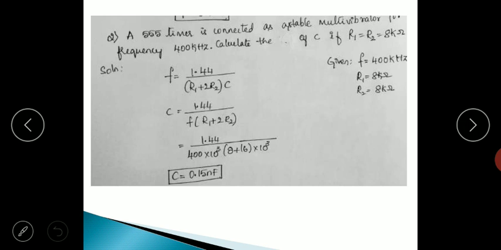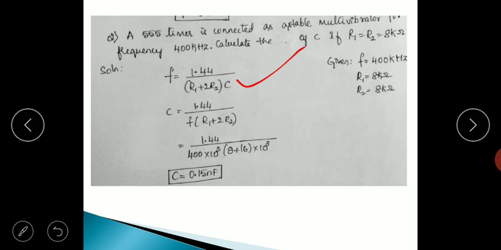One more example shows how we can make use of the formula of frequency of oscillation directly, like the previous example where we obtained T on, T off, T and then F. So directly also it is possible to find F. A 555 timer is connected in astable multivibrator mode with a frequency of 400 kilohertz. Calculate the value of C if R1 equal to R2 equal to 8 kilo ohm, right? So here F is given, R1 is given, R2 is given, you have to find the value of C. So easily you can get it from that.